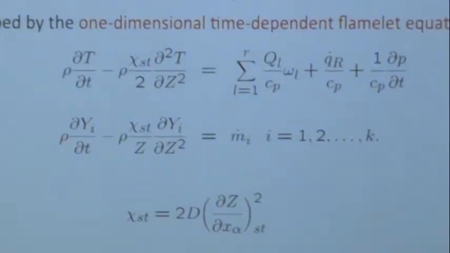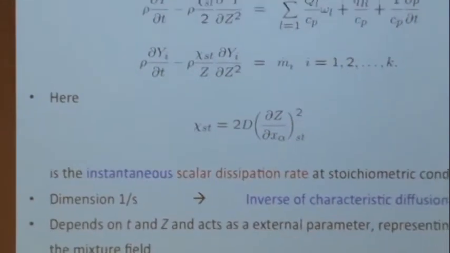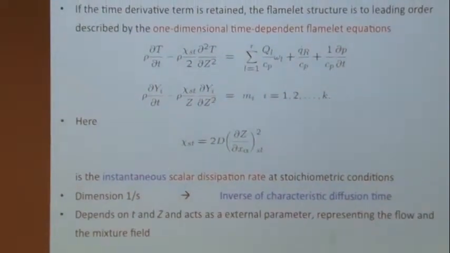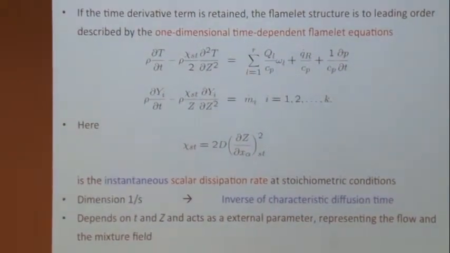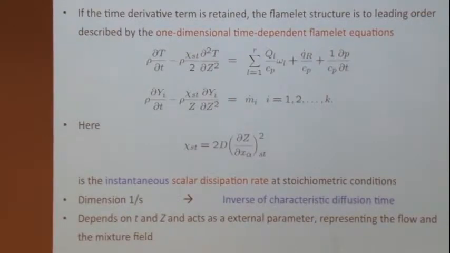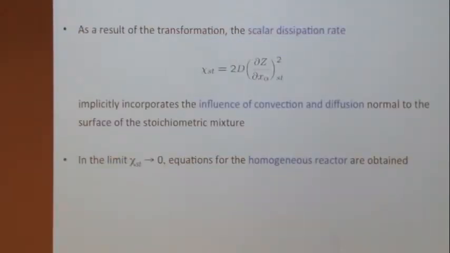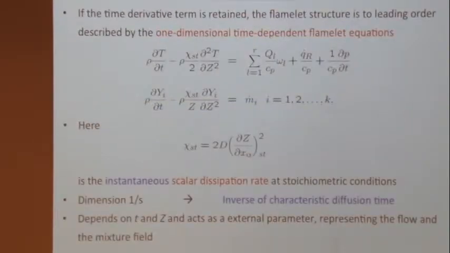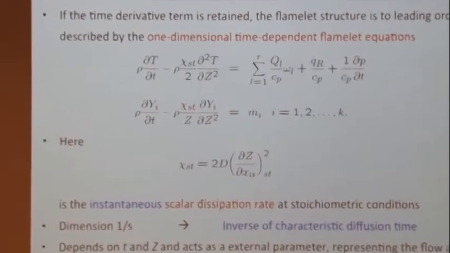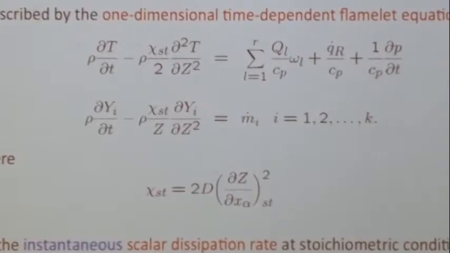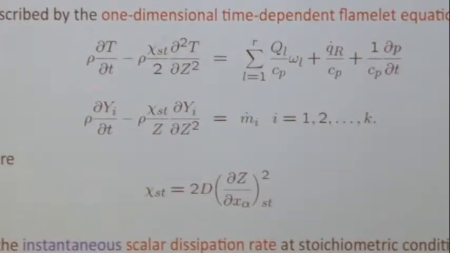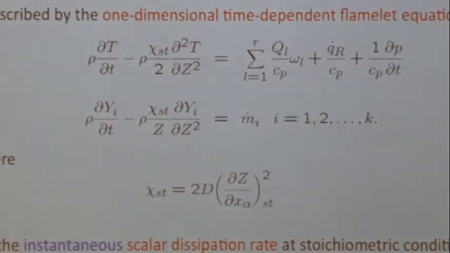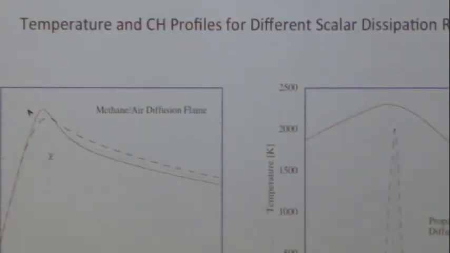Dissipation rate is very important here, the inverse of a characteristic time, and it is related here to this diffusion process. Okay, so the other thing you see here is that if chi goes to 0, if this dissipation rate goes to 0, then this term here goes away, and you get the equations for a homogeneous reactor. Okay, so that limit is incorporated here in these equations.